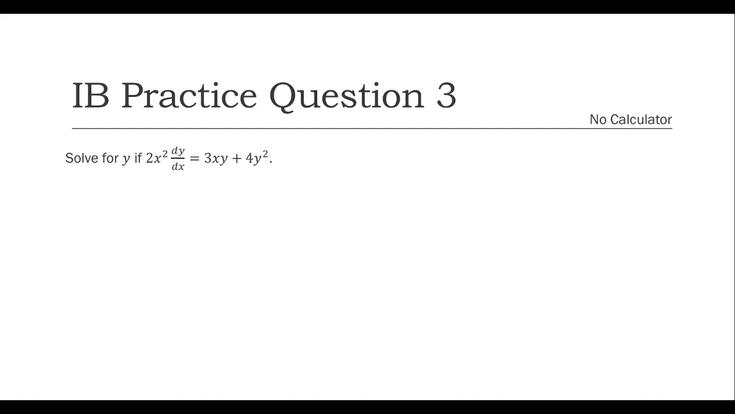So here we have our third IB practice question where we're going to use substitution for homogeneous differential equations. So we need to rearrange this equation to just have dy/dx on this side. So dy/dx equals 3xy plus 4y squared all over 2x squared, because we divided by that. Then we can split this into two fractions. So we have 3xy over 2x squared plus 4y squared over 2x squared. Then we can simplify. We can cross out an x here and in the denominator. And we can simplify the 4 and 2 to be 2 and 1.